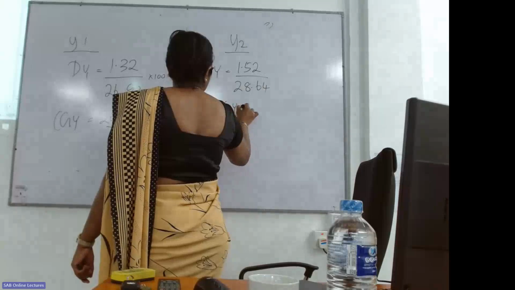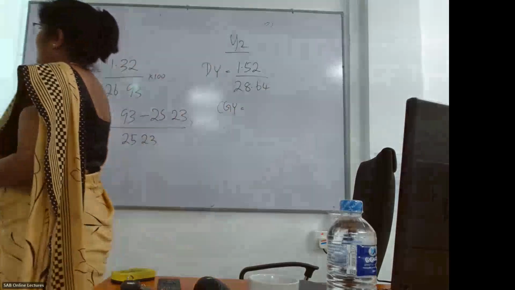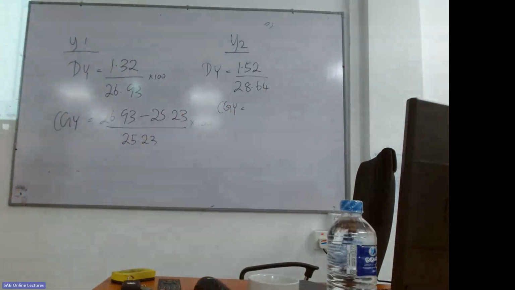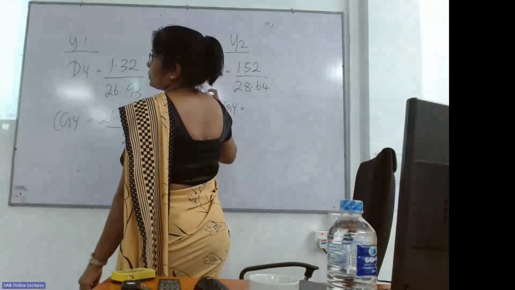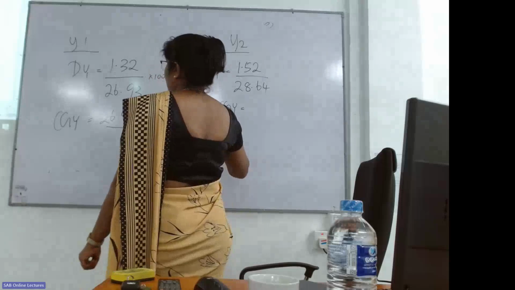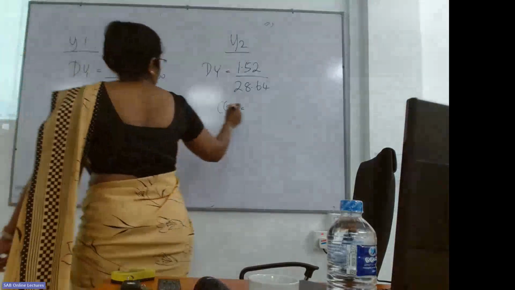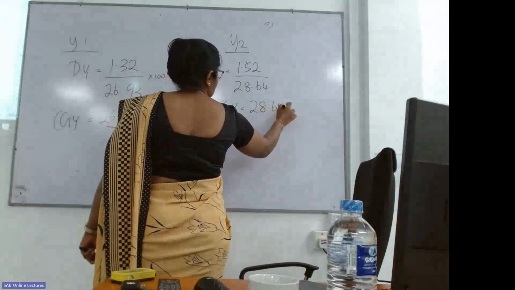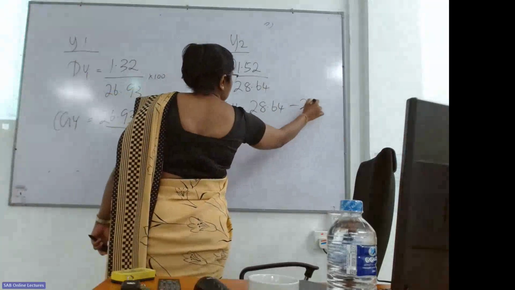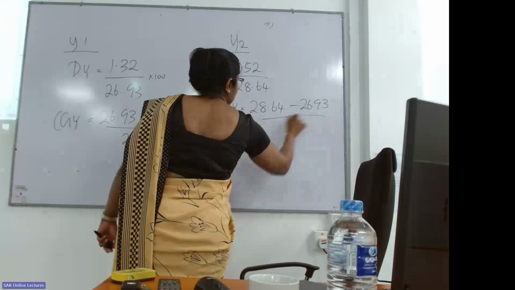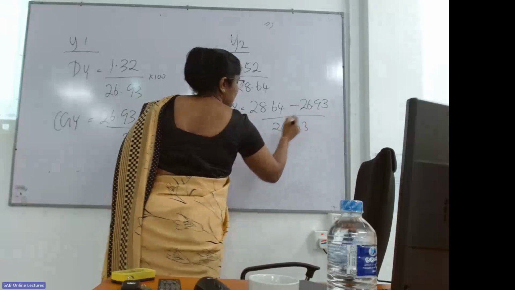Capital gain yield you can calculate based on the 0 price as well as from the P1 price. Here I am calculating based on P1, right? P1. 28.64 minus P1, 26.93, divided by 26.93.